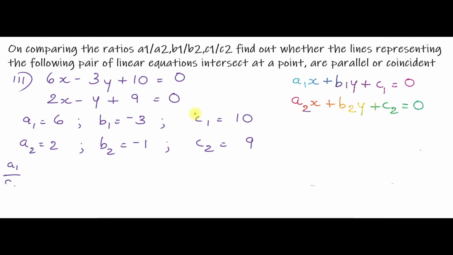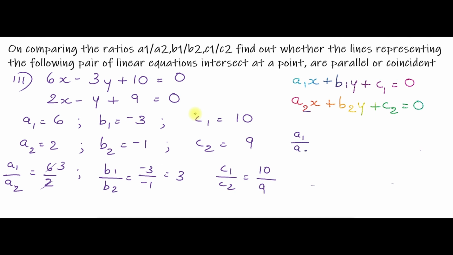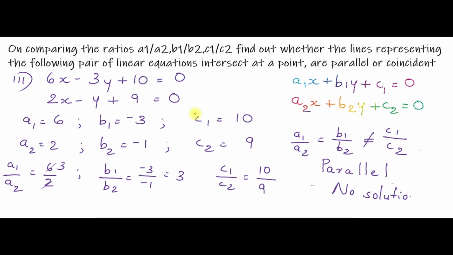A1 by A2 equal to 6 by 2. B1 by B2 is equal to minus 3 by minus 1, which is equal to 3. Here you can cut and get it as 3. C1 by C2 is equal to 10 by 9. So, here you got the result as A1 by A2 is equal to B1 by B2, which is not equal to C1 by C2. So, these lines are parallel and has got no solution.